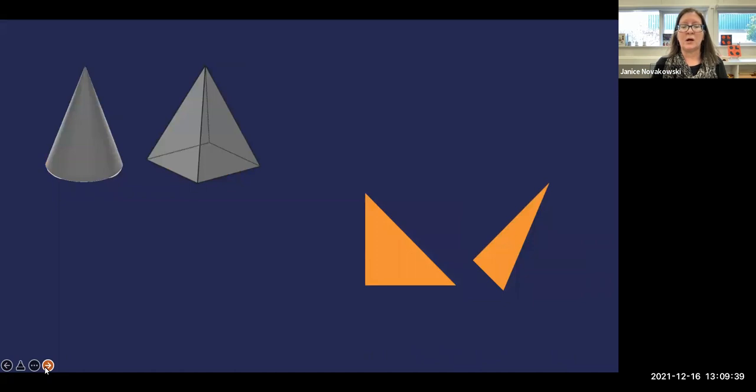And then here's two geometry examples for grade 2, grade 3, grade 4, where we're really focusing on those attributes or characteristics of three-dimensional objects, a cone and a square-based pyramid. And how do we describe those? How are they similar? How are they different? Bringing out all that math language.